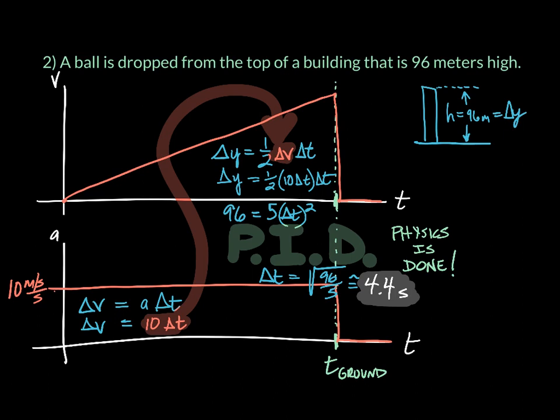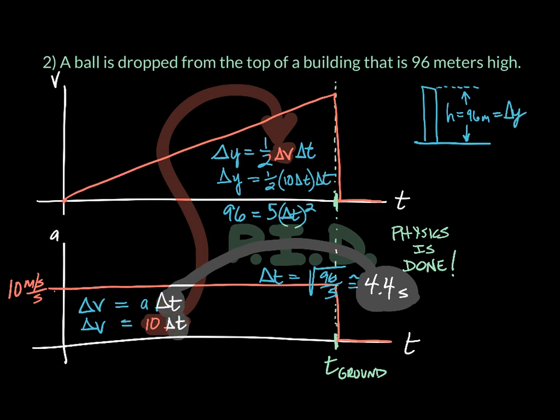Now what would be a useful piece of information to obtain? What else would be good to know that we don't know? Well, we know the position change. It went from 0 to 96. So that was given. We knew its acceleration. We just found the time of flight. What else do we not know? The speed. So we could take this time and plug it in over here.